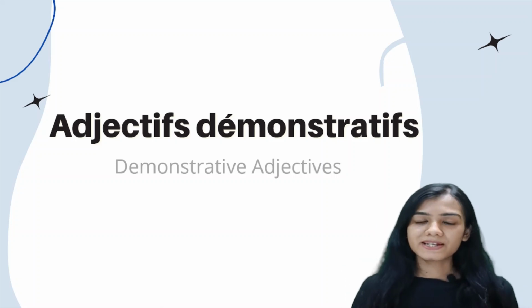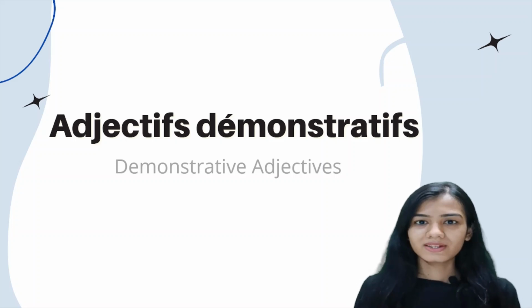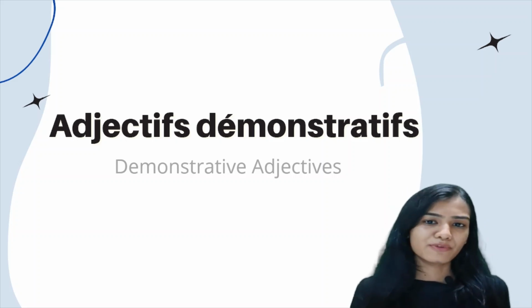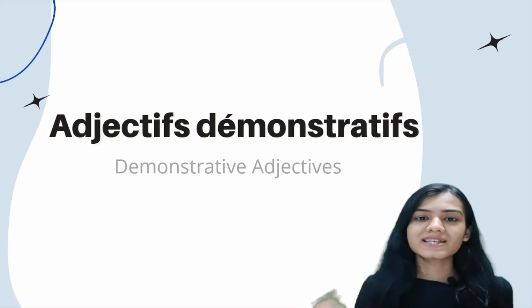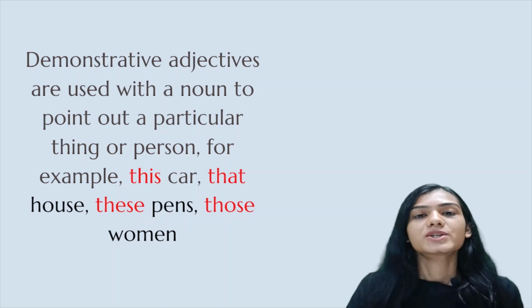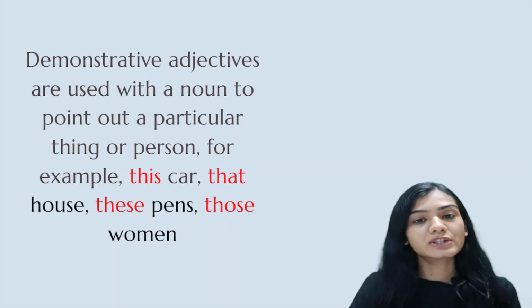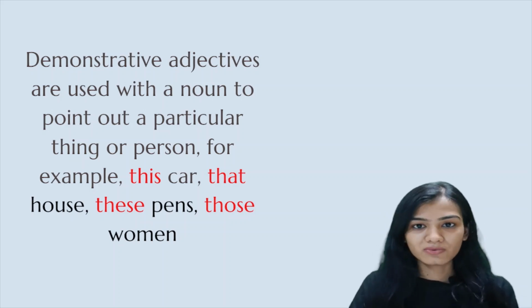In our today's session, we are going to have a look at demonstrative adjectives. So what are demonstrative adjectives? Whenever we have to demonstrate something, for example, this pen, that pen, these pens, those pens, in that case, we are going to use our demonstrative adjective. Demonstrative adjectives are used with a noun to point out a particular thing or person. For example, this car, that house, these pens, those women.